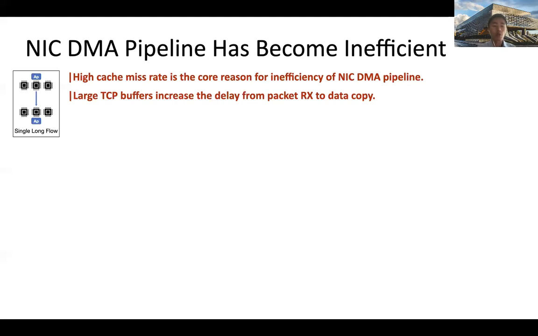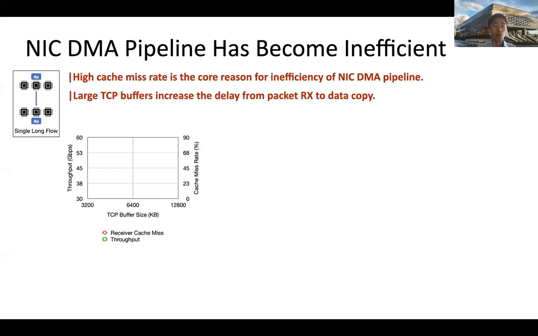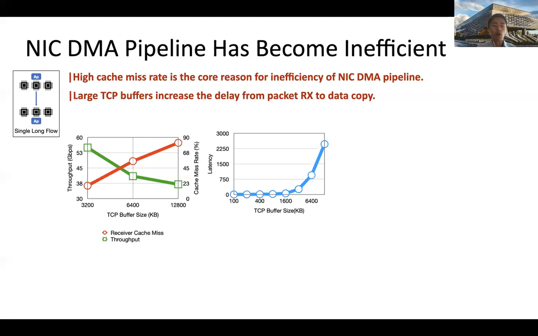In the graph, we observe that as we increase the TCP Rx buffer size, throughput decreases due to high cache miss rate. This is because a larger TCP buffer size increases the amount of in-flight data, hence increasing the packet processing latency at the host. We measured this latency in Linux and confirmed that this indeed happens.